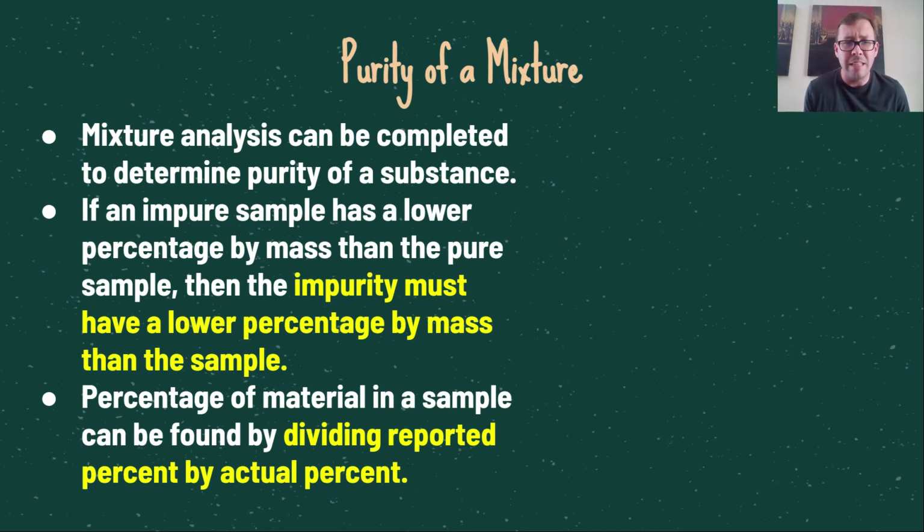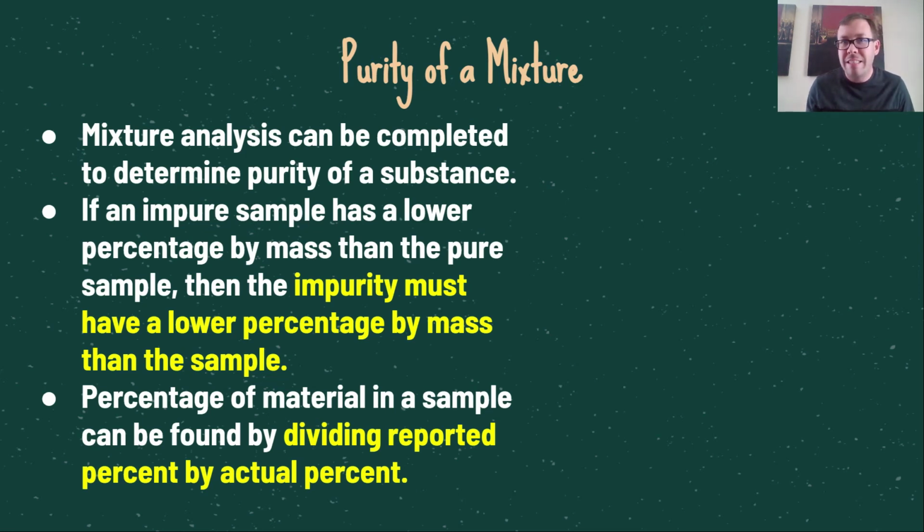If an impure sample has a lower percentage of mass than the pure sample, so let's say we have a sample that's 75% carbon, and the sample that we're looking at is impure and says it's 60% carbon, so that tells us that the impure sample has a lower percentage by mass than the pure sample, then the impurity must have a lower percentage by mass than the sample. It's kind of the concept of grades. Let's say you've got a grade that's 75% and all of a sudden your grade drops to a 60. Well, you know whatever caused that grade to drop to a 60 has to be lower than 75%. Probably has to be even lower than 60%.